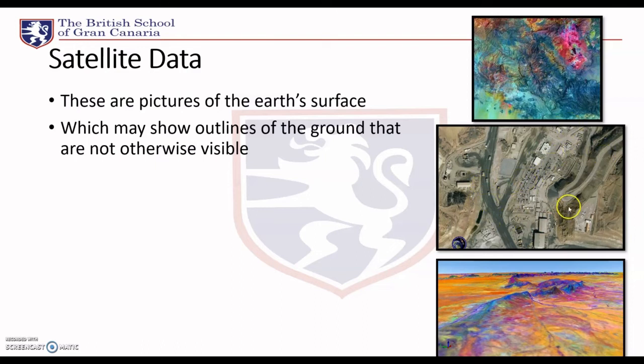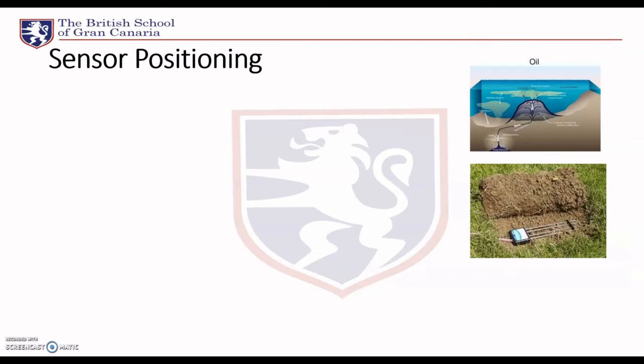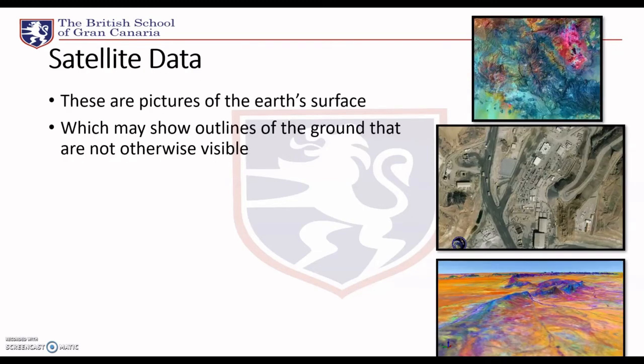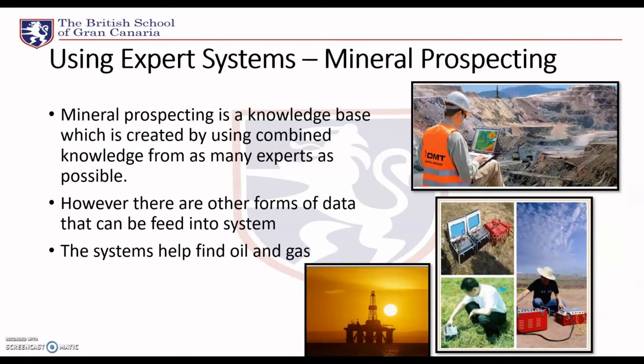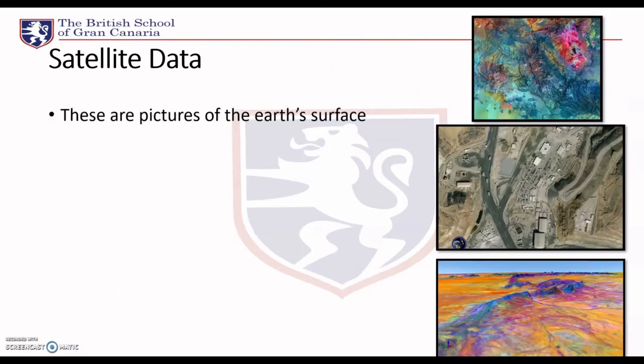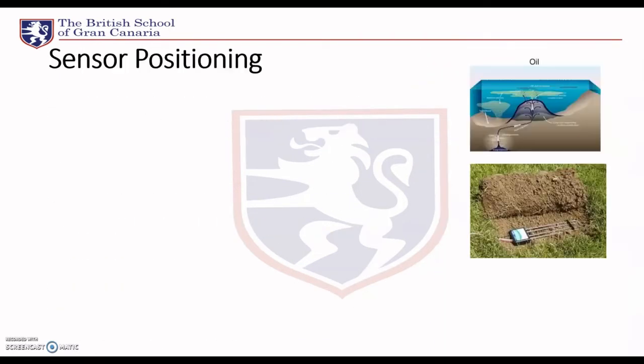This is visible to us, but here the satellite is picking up maybe different minerals that are in the ground, different types of soil, for example, that are in the ground. Now, other ways we can do this with an expert system is not just using a satellite or a knowledge-based system, but we can actually use sensors.